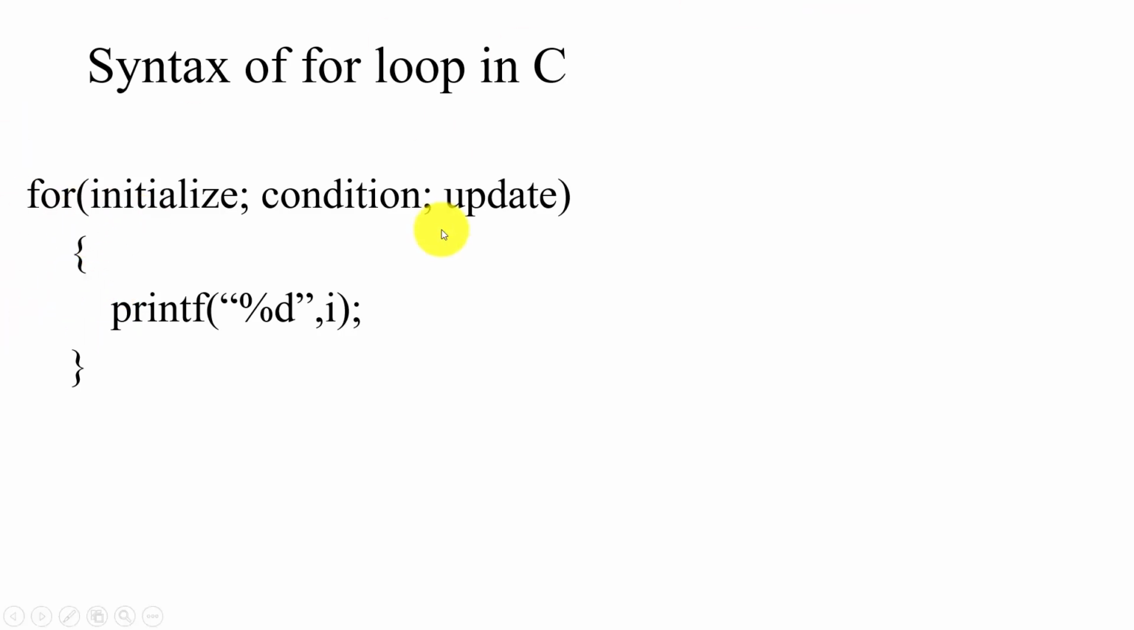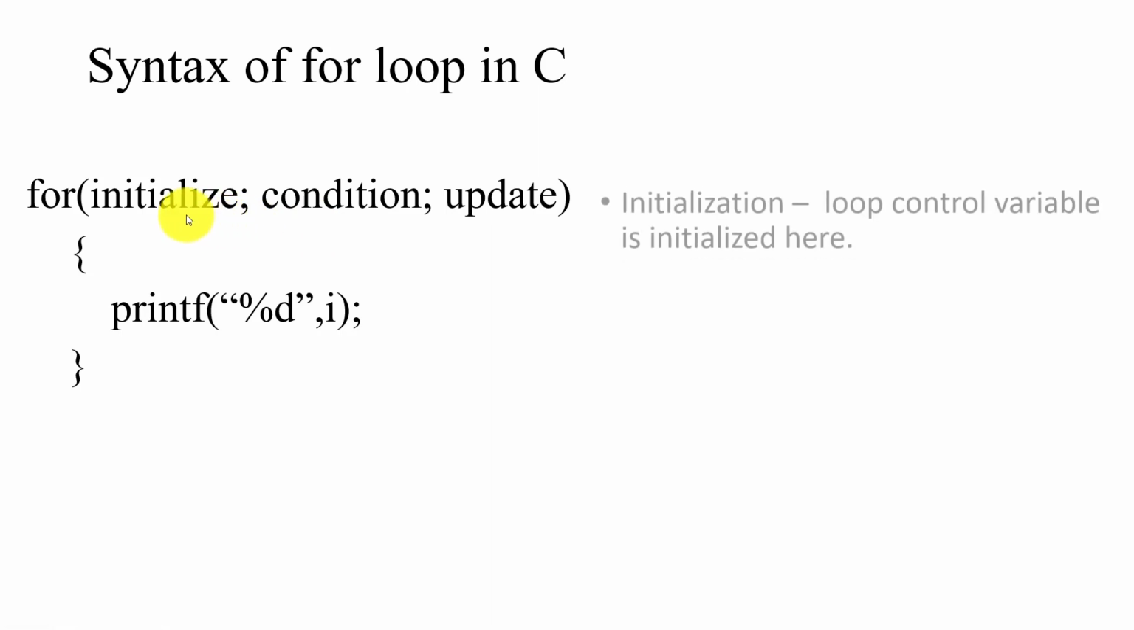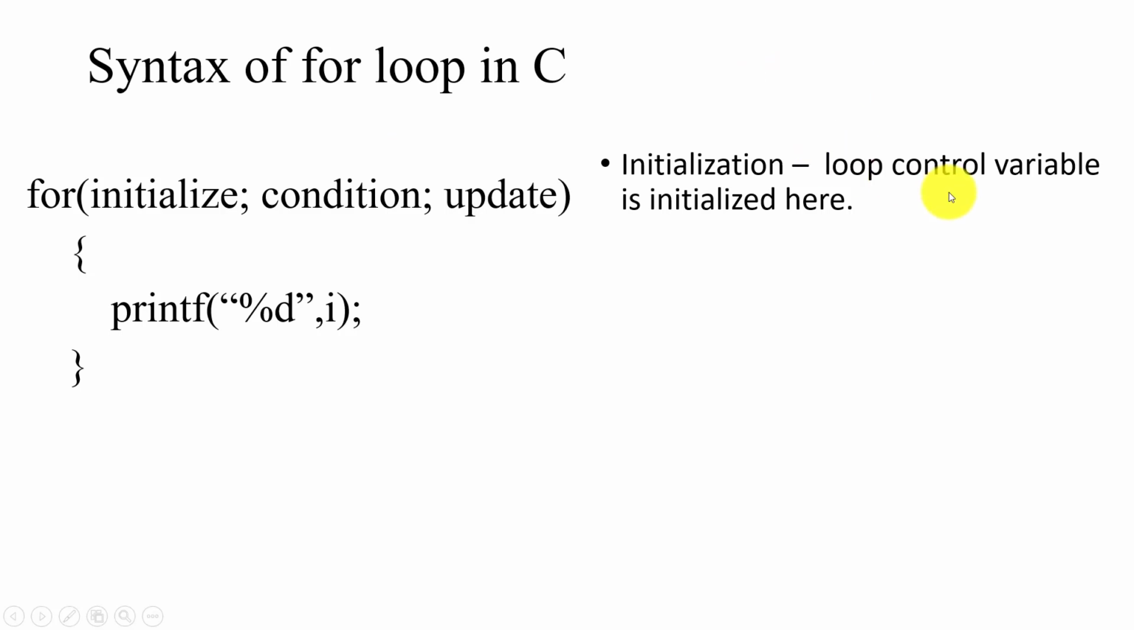Now let's understand how this works. The for loop is divided into three parts, the first being initialization. Initialization is where the loop control variable is initialized. You can initialize a variable here, and the variable can be declared previously. For example, you can initialize i equal to 0 or i equal to 1.